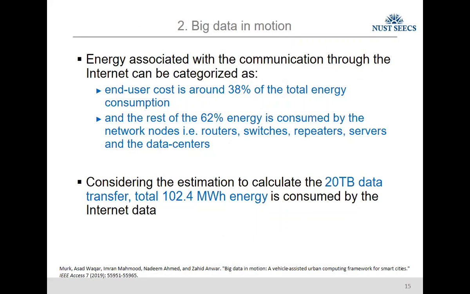Okay, so energy associated with communication through the internet can be categorized as the user end and the network end, right? So now we are bifurcating this energy consumption in terms of user end and network end. On the user end, the energy consumption is 38%, whereas on the network end, it is 62% of the entire energy, which means the intermediate switches, routers, repeaters, and the data center. So this is quite significant in numbers.